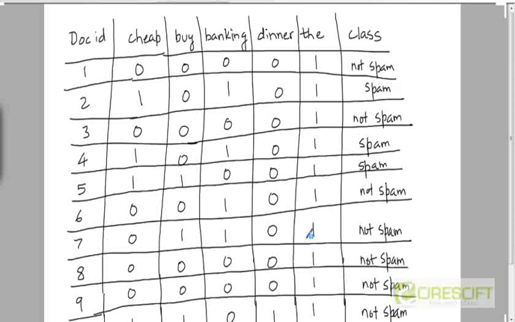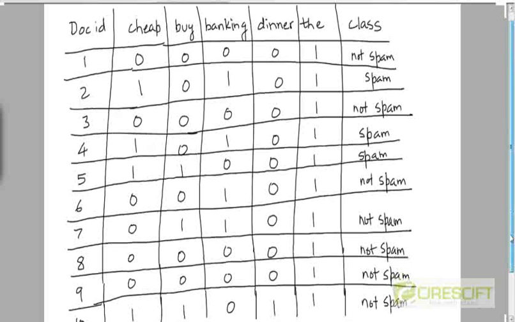Obviously in a real example, your vocabulary will be much larger and more meaningful, because you may think, what is this document which only has the word the and no other word. But this is just a toy example, so let's just go with this.